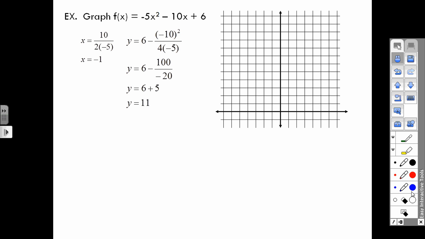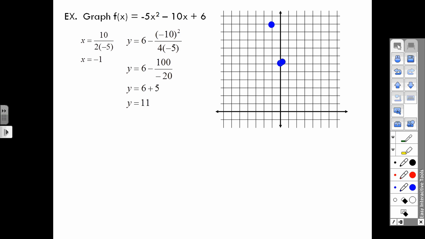So let's see here. -1, up 11: 1, 2, 3, 4, 5, 11, right up there. Okay, so we know that our axis of symmetry is going to go through this. Now maybe you don't need to draw it in, maybe you want to draw it in, it's up to you. But we can see here that our y-intercept is 6. So let's go 1, 2, 3, 4, 5, 6.